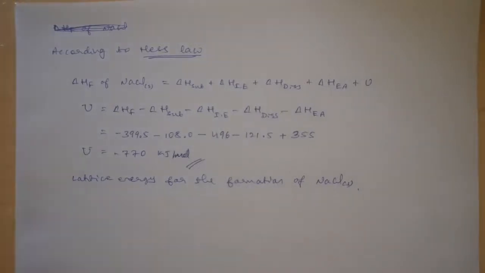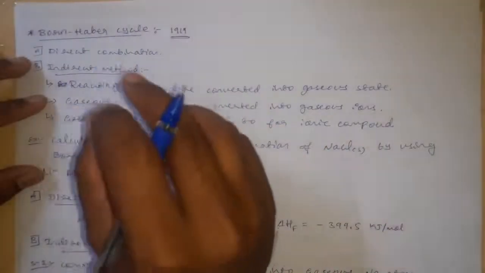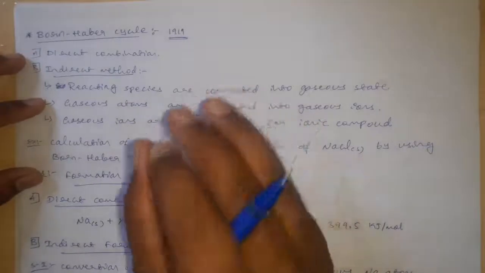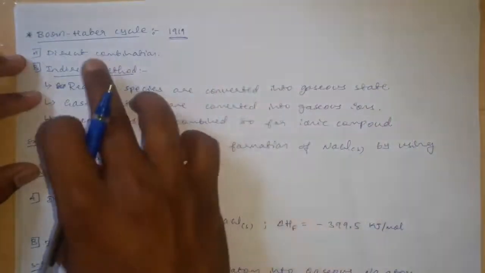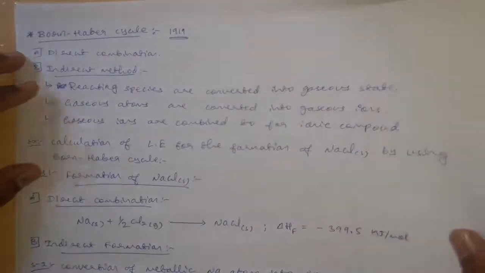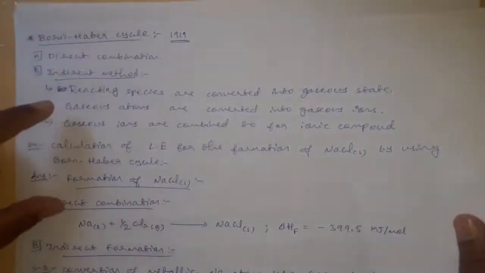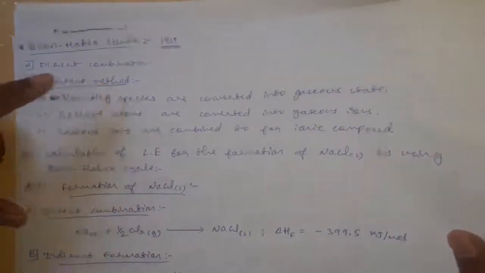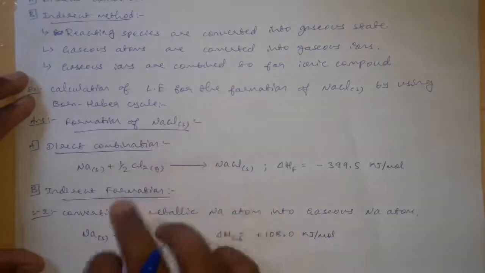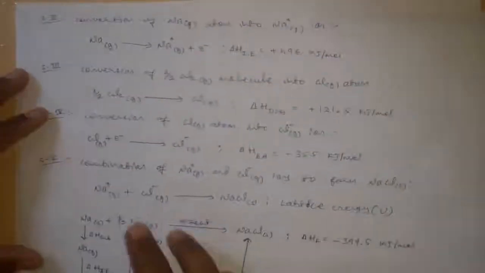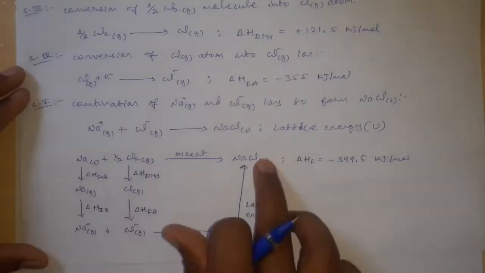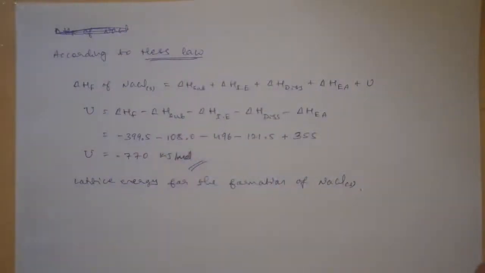Dear students, the Born-Haber cycle is a cyclic process which involves a number of steps for the formation of a given solid material, and according to this cycle we can calculate the lattice energy for the given crystalline solid. It involves the direct formation of the solid and the indirect formation of the solid, which involves 5 steps, and according to that we calculate the lattice energy for solid sodium chloride. This is all about the Born-Haber cycle.